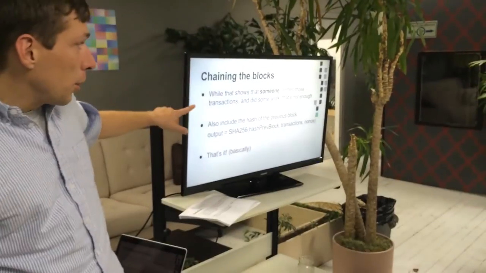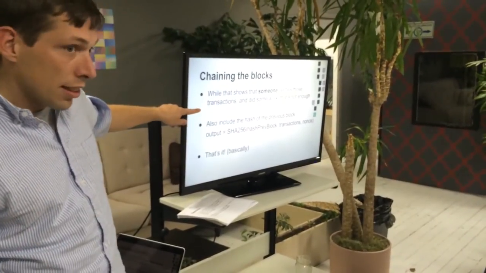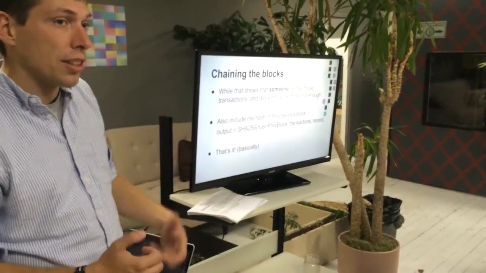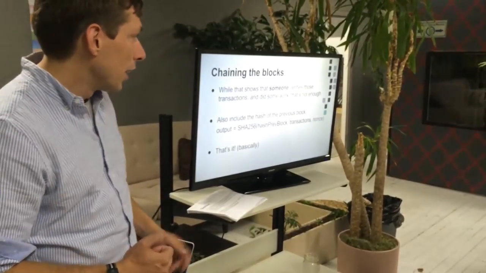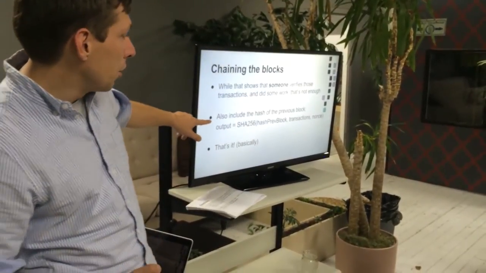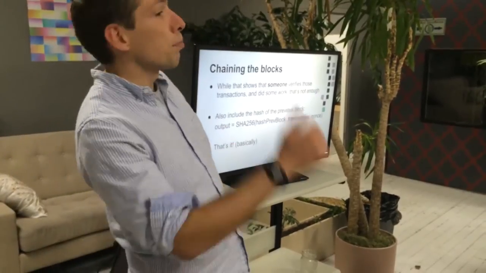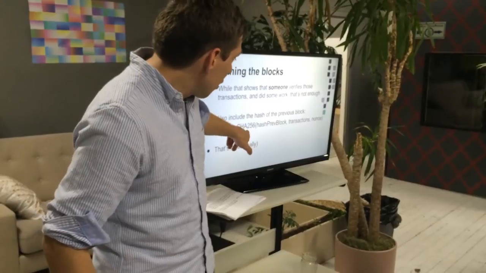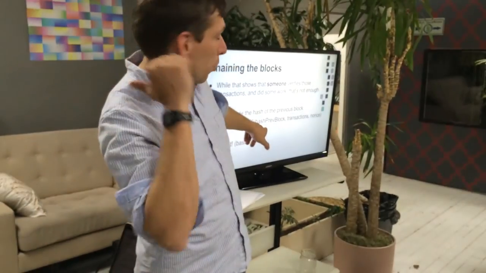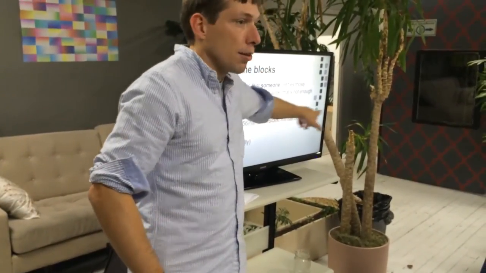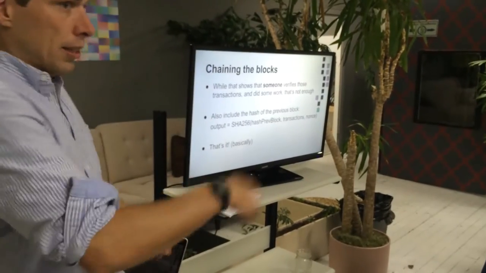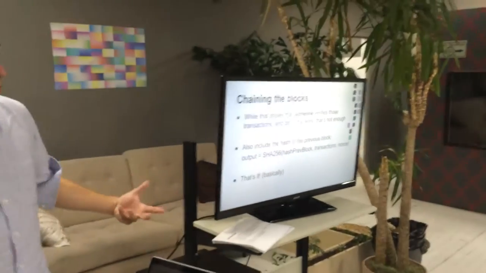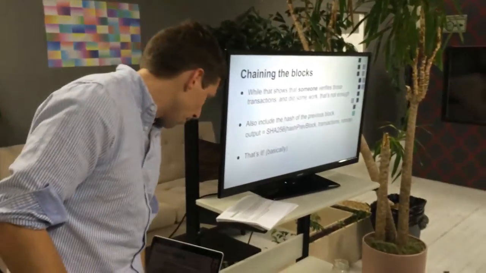Well, that shows that someone has verified those transactions and did some work. There's sort of a stamp on that saying someone had all these transactions, someone did a bunch of work. That alone is not enough. What you also do is you include the hash of the previous block. So now your output is SHA-256 of the hash of the previous one, plus the new transactions, plus the nonce. And by plus, I mean concatenating. That's essentially the breakthrough of Bitcoin.